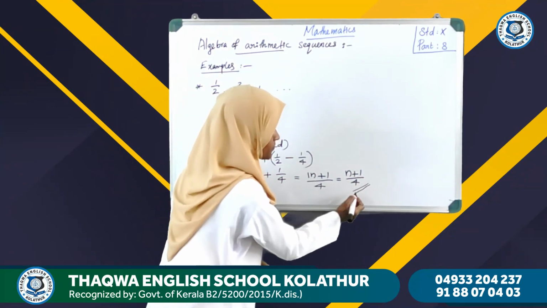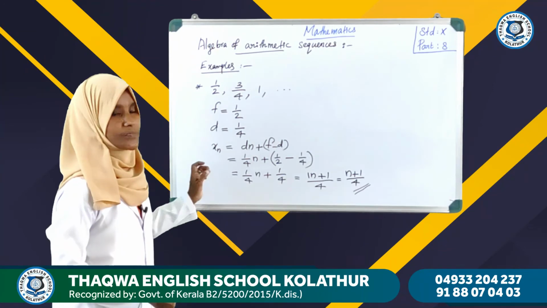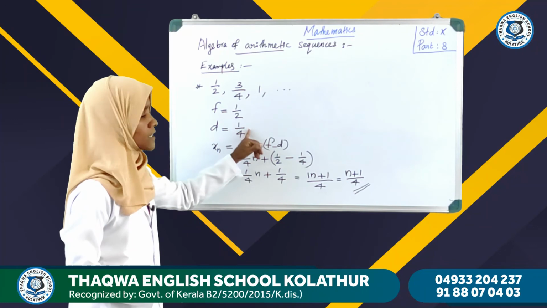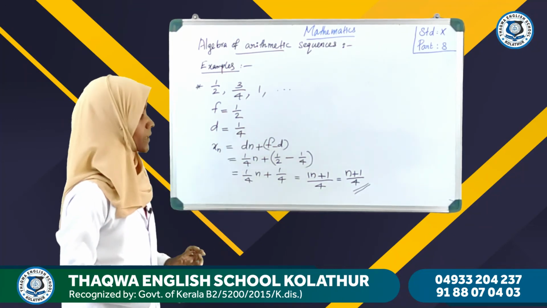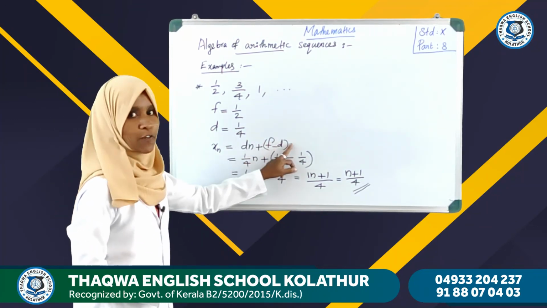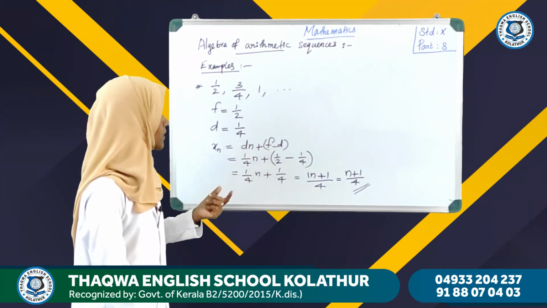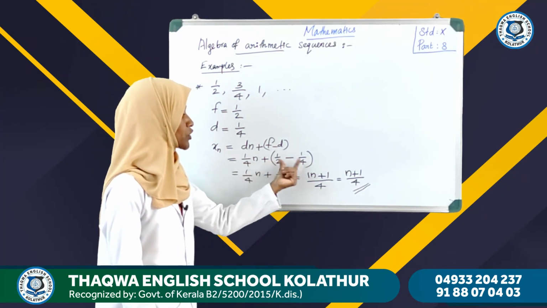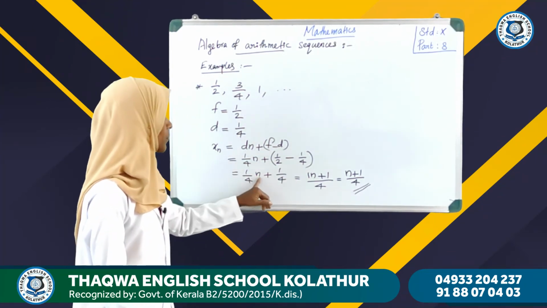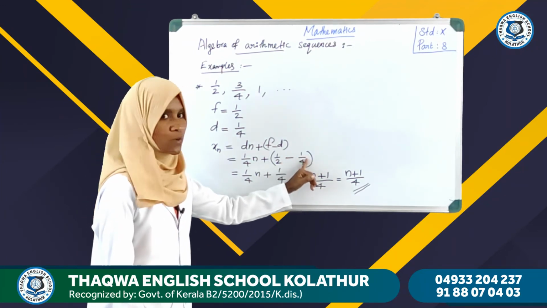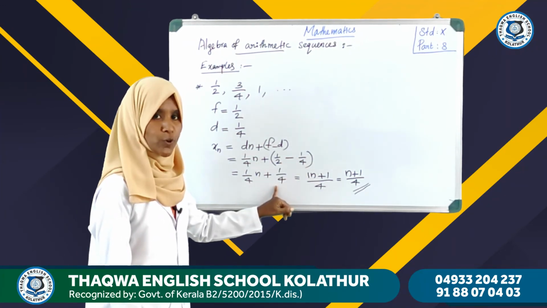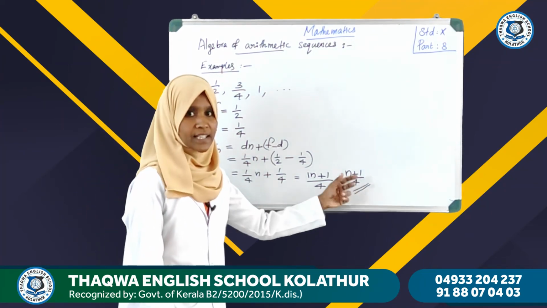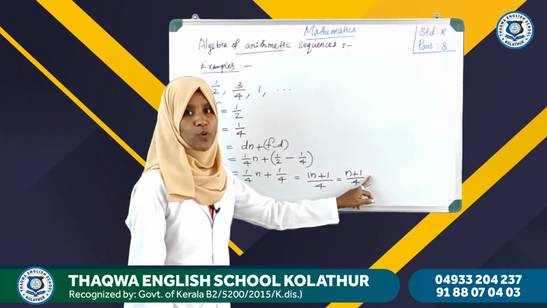Clear? First term 1 by 2, common difference 1 by 4. xn is dn plus f minus d. Then substitute the common difference and first term. So 1 by 4 n plus 1 by 2 minus 1 by 4. That is 1 by 4 n plus half minus 1 by 4, that is 1 by 4. Then here the denominators are the same, so it can be written as n plus 1 by 4.